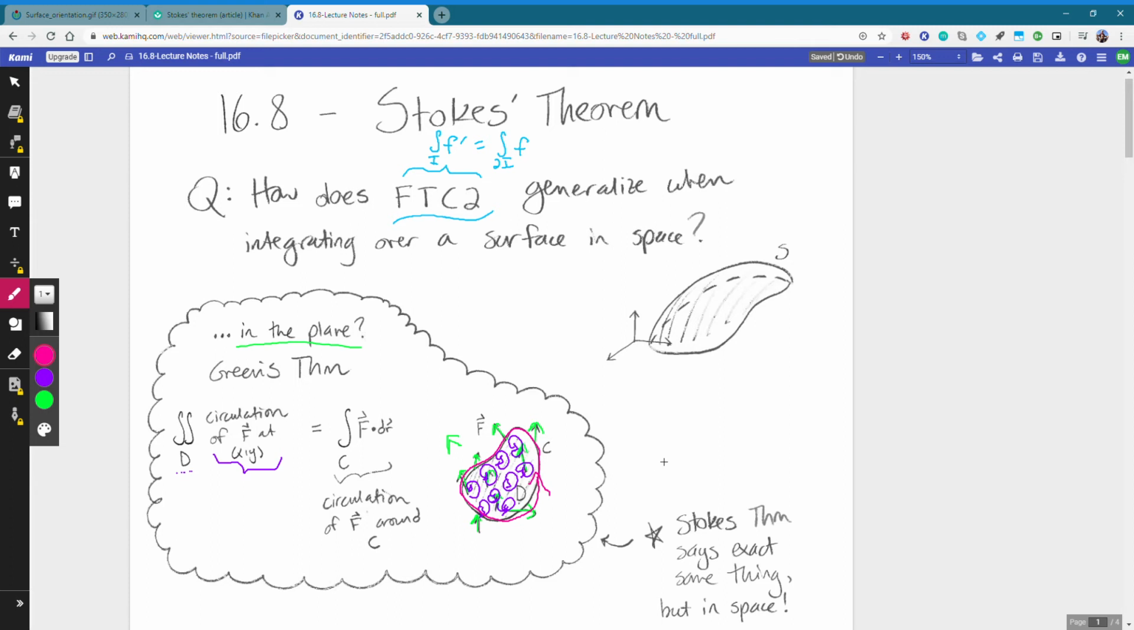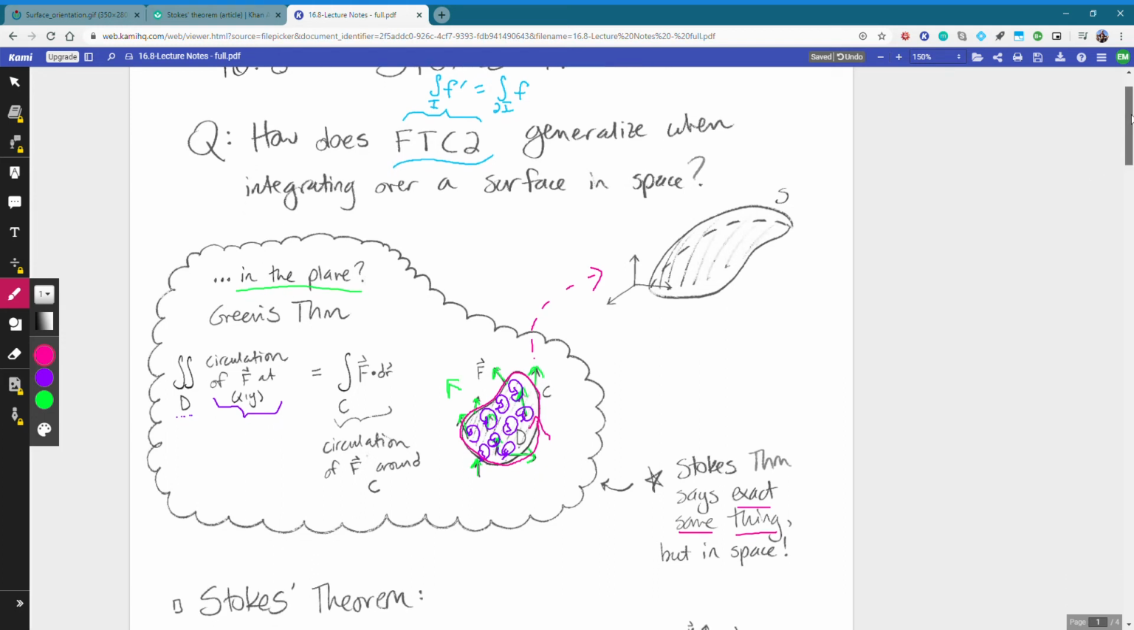And what I claim is that Stokes' theorem says the exact same thing. But we're going to take our region here and kind of toss it up into 3-space like a pizza and magically keep it suspended. And we have to be a little bit careful in order to grab these concepts here of the circulation of our vector field at our points and then the circulation of F around C. All right, but it's saying the exact same thing. Let's see what it looks like.